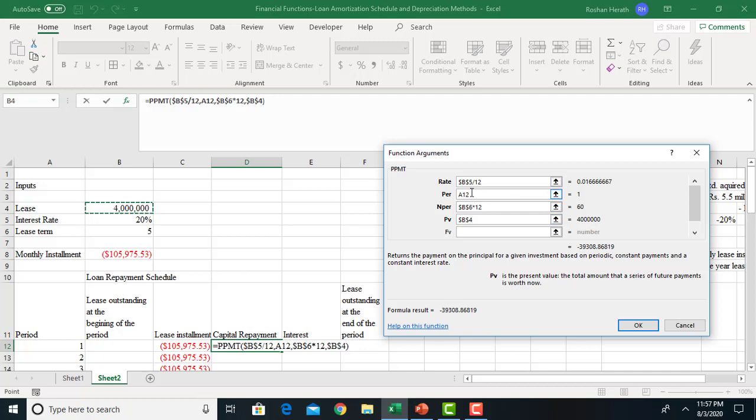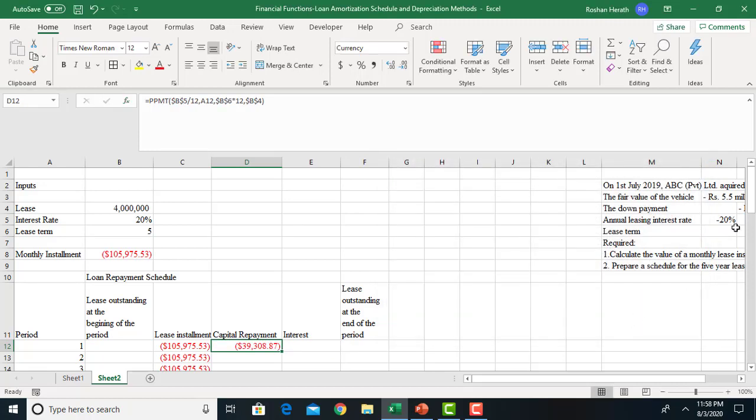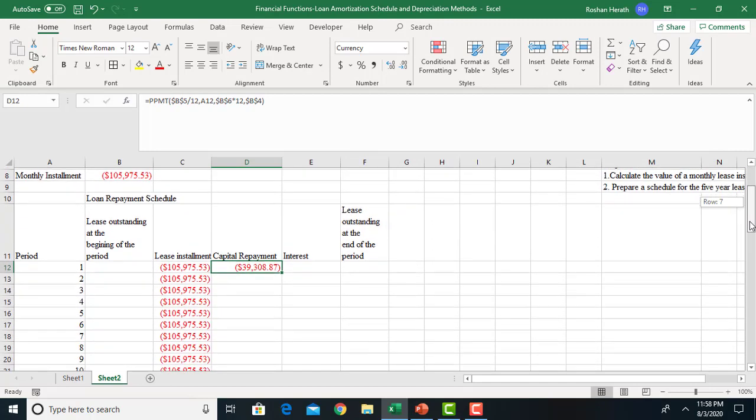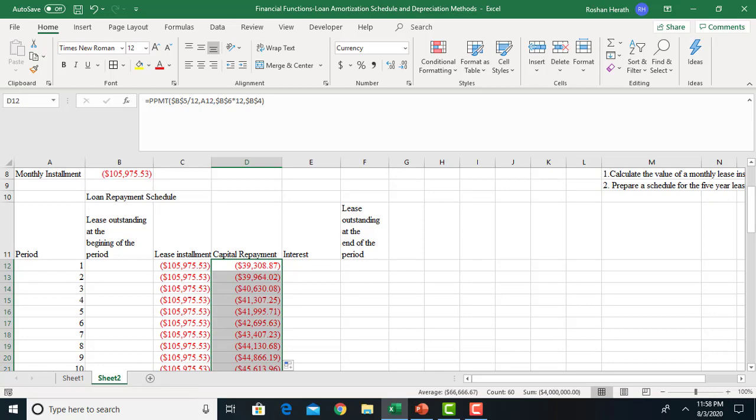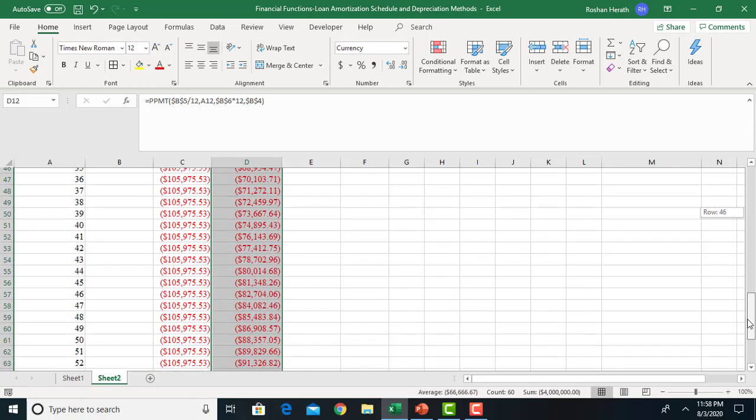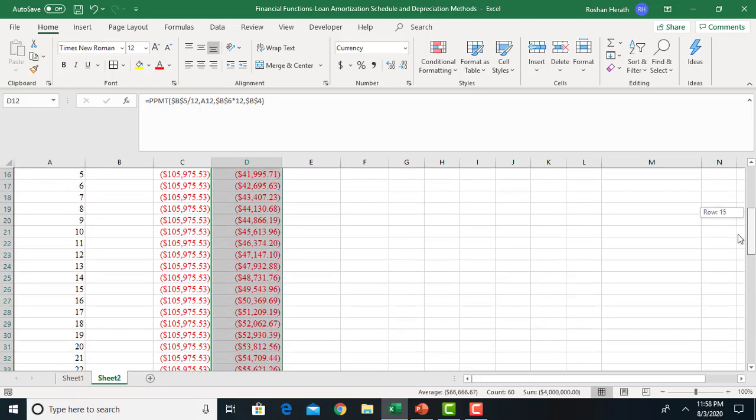You make the rate and you make the term. So the installment is specified, and the NPER was taken and the present value. Then you can say OK, and here it comes as this much. Then you can simply double click, and it goes up until the 60th installment.